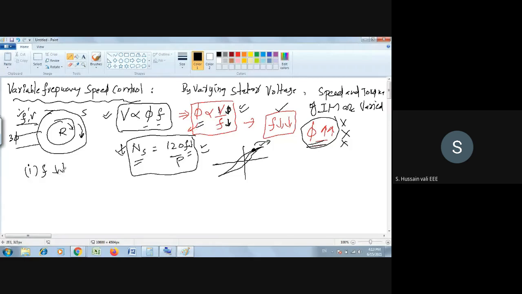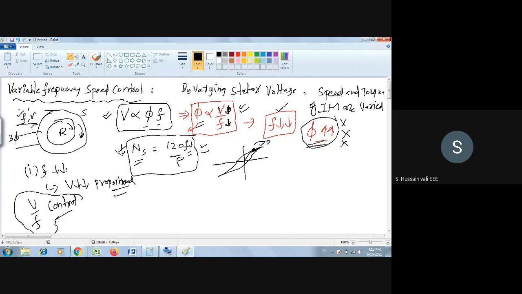When you want to do this, what you should take care of is that your voltage also should get decreased proportionally. This is important. This is called V by F control. This control you have to follow. So how can you decrease the voltage?